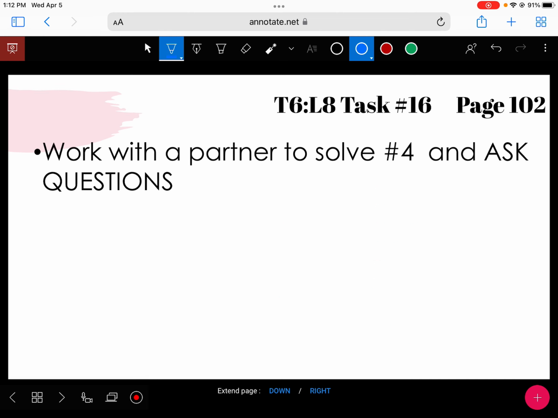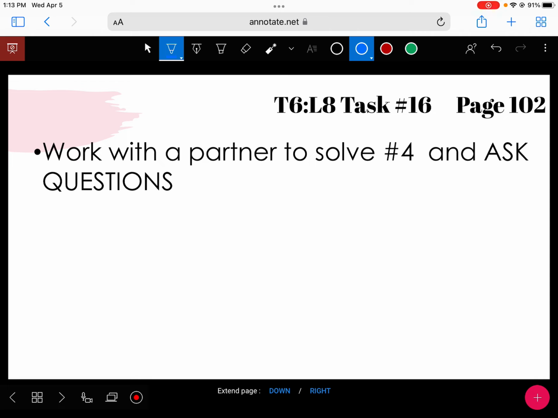All right, now let's go to the last problem. It says, work with a partner to solve number 4. Ask questions if you have trouble. Okay, so number 4 is another quadratic equation. And remember, what do we always ask ourselves to check first with quadratic equations? Greatest common factor. Look to see, do you have a greatest common factor first?